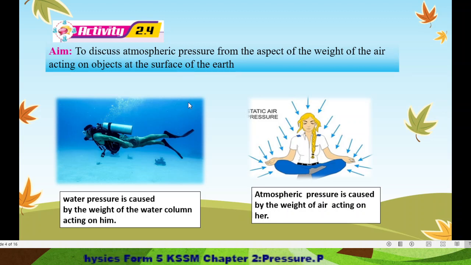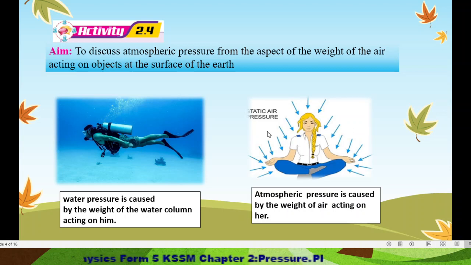As the first example, a diver dives to a certain depth in water. The concept of pressure in liquid that we have discussed is that pressure in liquid is caused by the weight of the water column acting on him. So this diver will experience pressure in liquids in all directions.